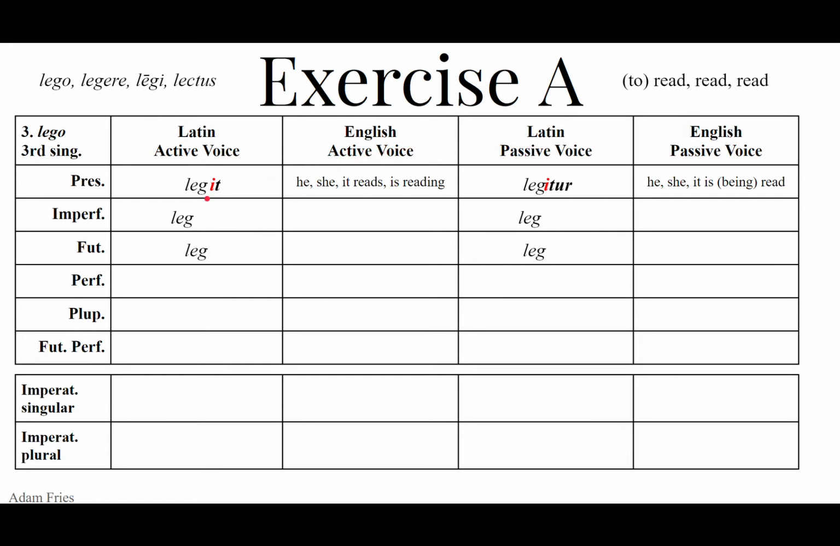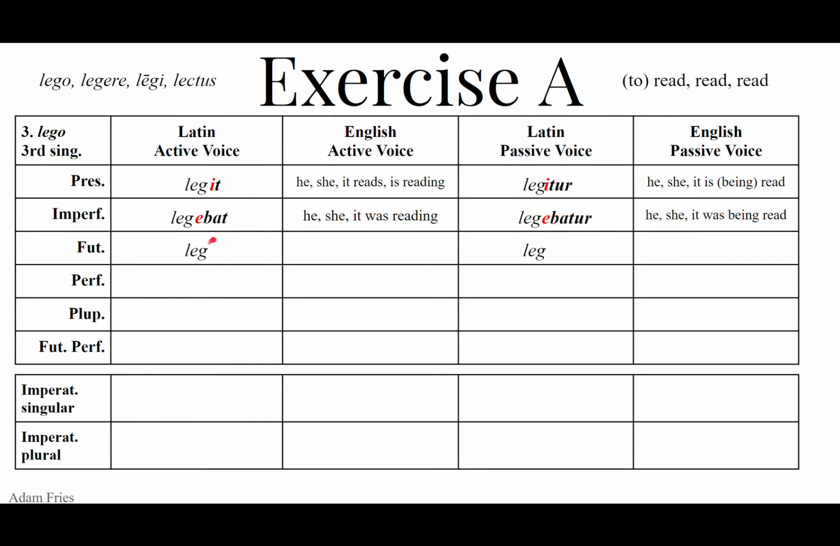For the imperfects, we're going to add an e before the ba to get legebat. He, she, it was reading. In the passive, we're going to add an e before the ba to get legebatur. Legebatur. He, she, it was being read. The being is important.